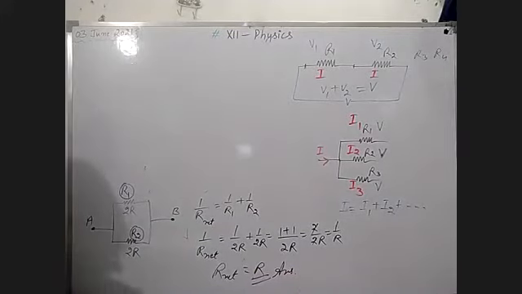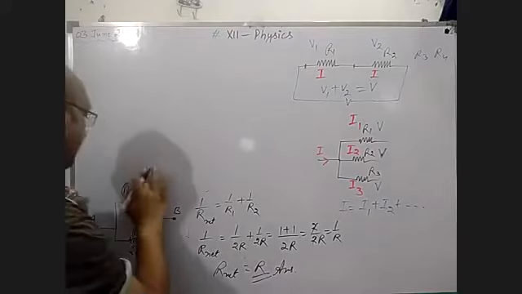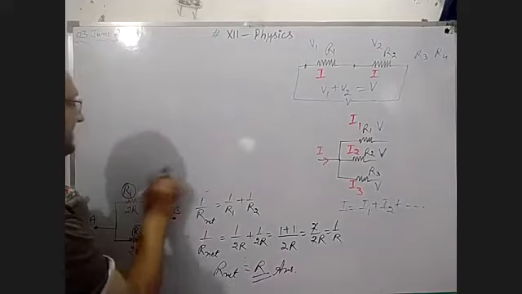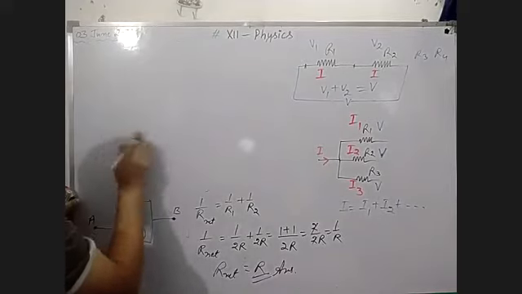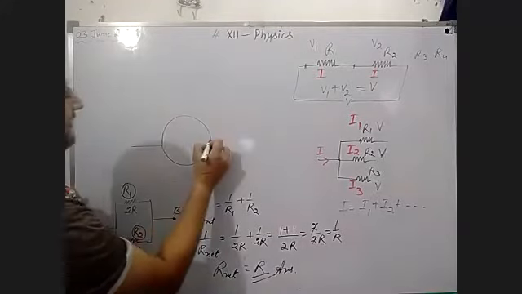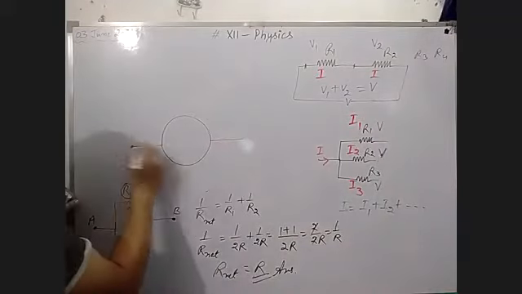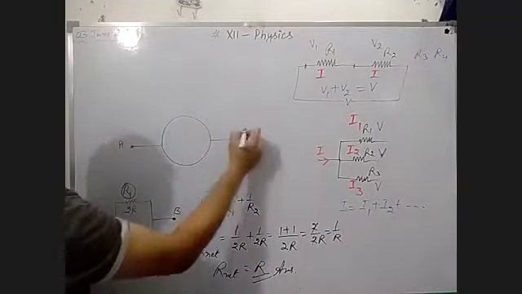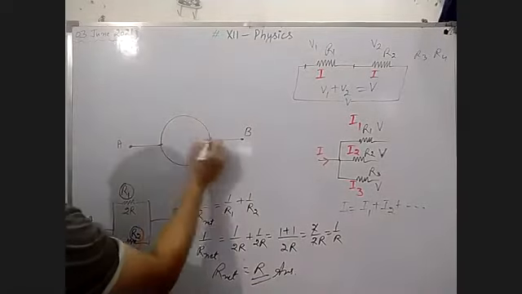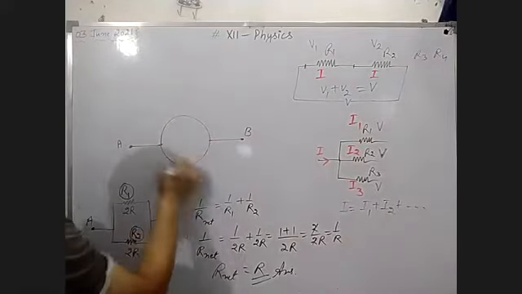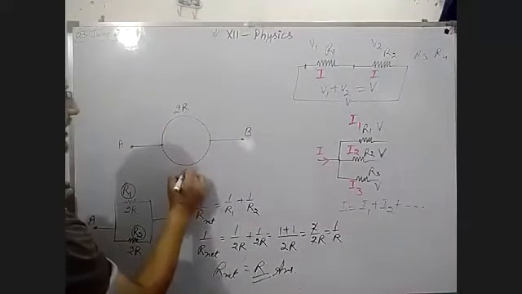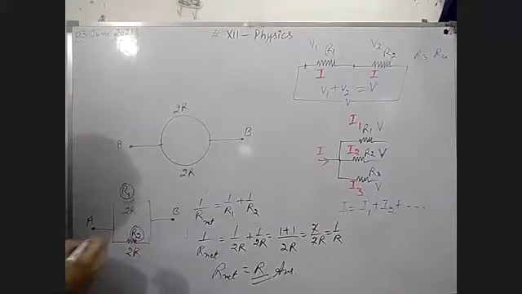In some cases, maybe the question does not come in this arrangement. Maybe this question comes in front of you in this way. Okay. So don't worry about this thing. Suppose there are 2 points A and B. This is a ring. Suppose the half of this ring has resistance 2R and this one is again 2R.